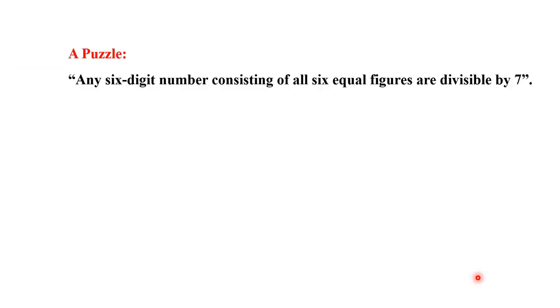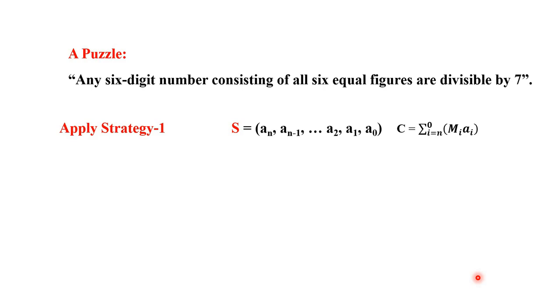Now let us take a very interesting puzzle. The puzzle goes like, any 6-digit number consisting of all 6 equal figures is divisible by 7. What that equal figure is, is not important, but if all 6 digits of a 6-digit number are equal, then the whole number is divisible by 7. So we can easily check by applying our strategy 1.